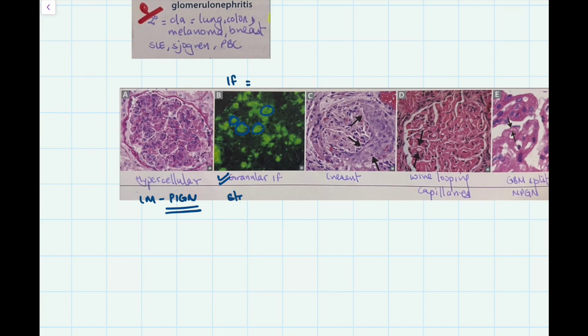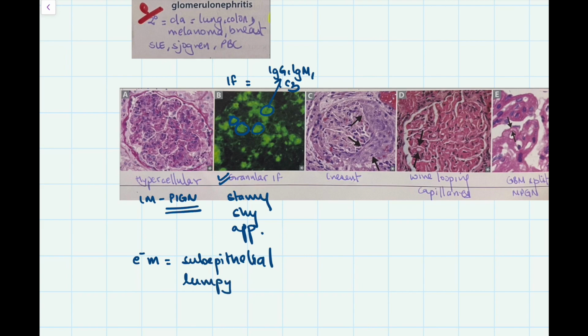The immunofluorescence would show granular deposits of C3, like here. And this is called the starry sky appearance. So it is basically the granular deposition of IgG, IgM and C3 along the GBM as well as the mesangium. If we talk about the electron microscopy picture, then there will be subepithelial lumpy bumpy deposits.